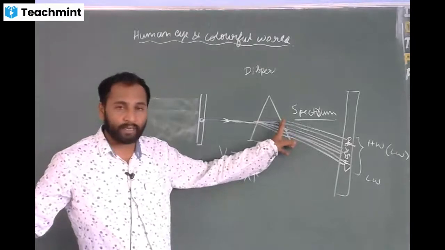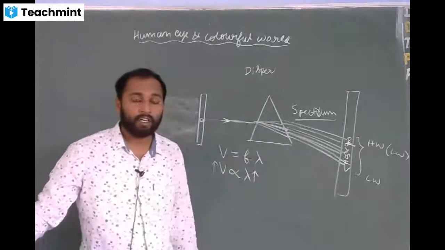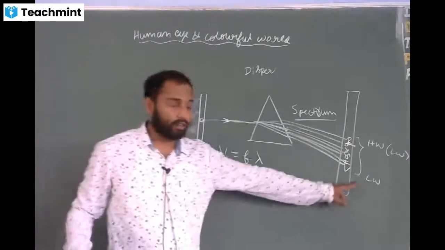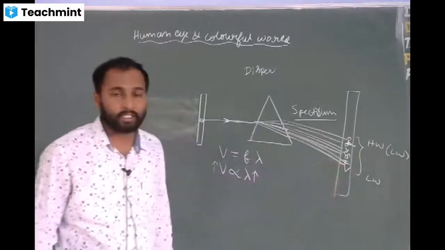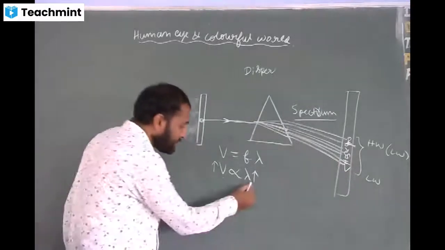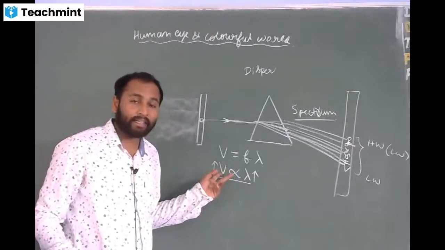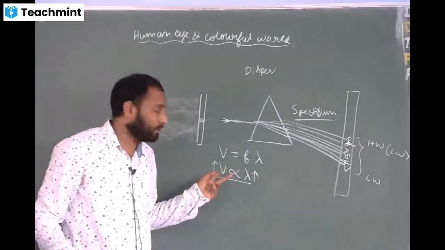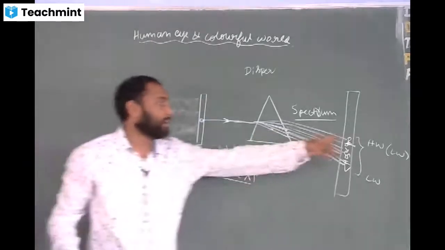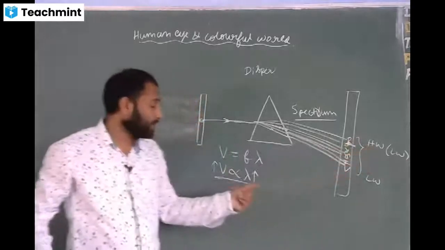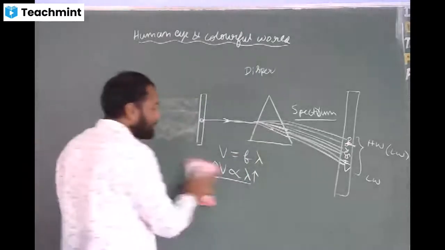Why is red most deviated and violet least deviated? The violet is least deviated because it has a shorter wavelength. Since wavelength is directly proportional to velocity, the velocity of the violet colored light decreases, and as its speed decreases, it will bend the least. Understood? As red has a longer wavelength, its speed increases, so it is least deviated. I will show you how exactly it happens.